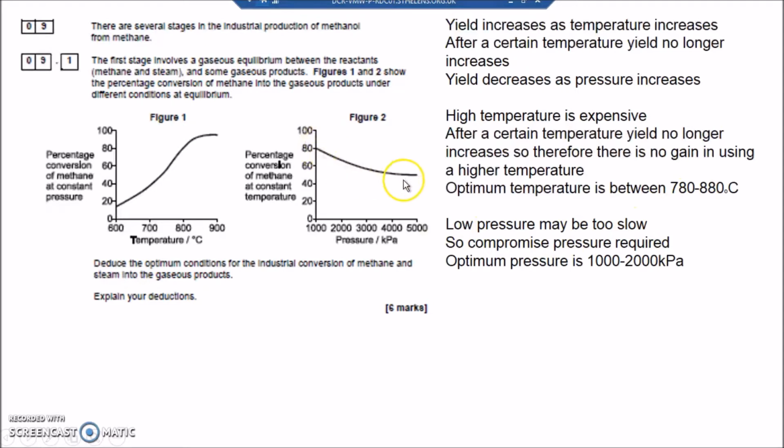A lower pressure is advisable, however it may be too slow. The reason it's too slow is because the particles will be further apart at a lower pressure, and therefore you get fewer successful collisions. So some kind of compromise pressure is required, and we said probably the best pressure is 1000, maybe 2000, somewhere around here, just to try and increase the pressure a little bit and bring the particles closer together so that they have more successful collisions.